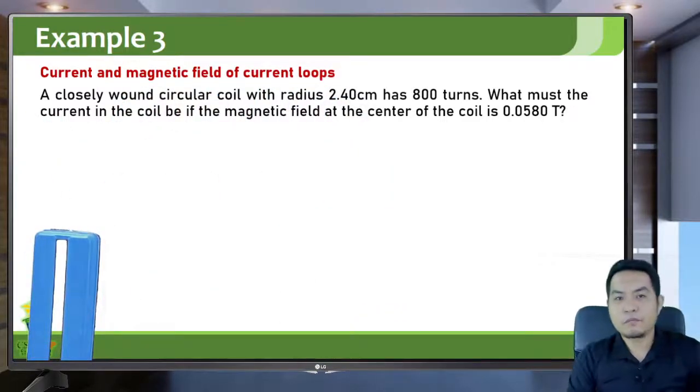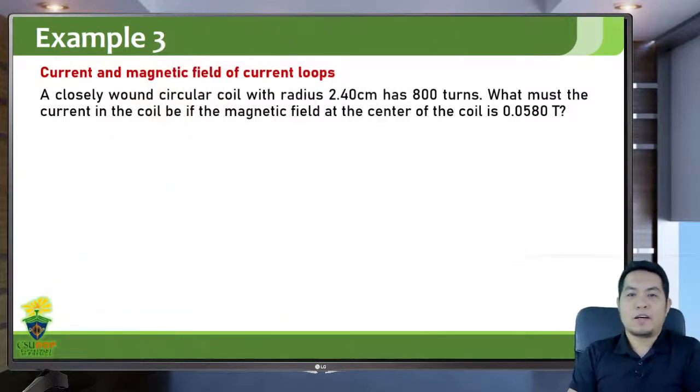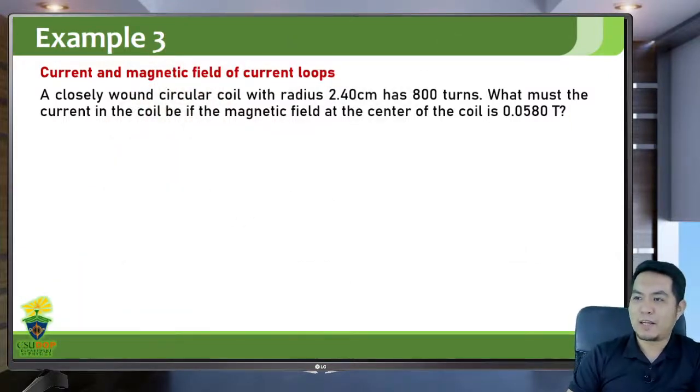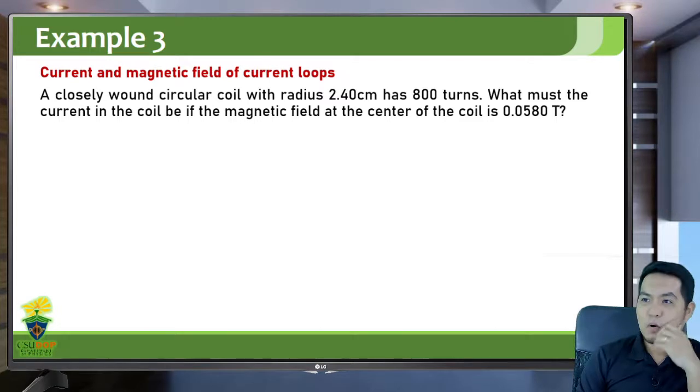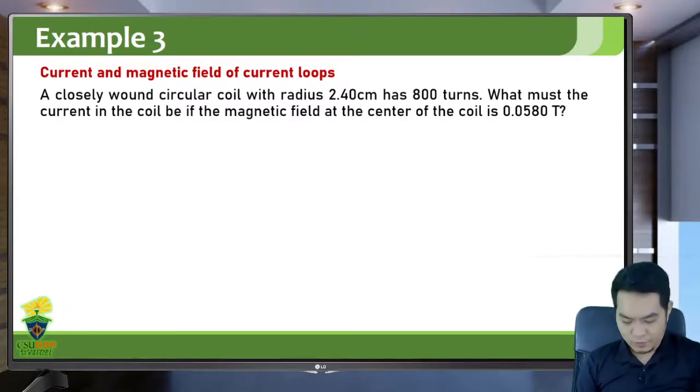Okay. You have example 3, current and magnetic field of current loops. You have a closely wound circular coil with radius 2.40 centimeters. That's 800 turns. What must be the current in the coil if the magnetic field at the center of the coil is given? Okay, so this is just very easy.